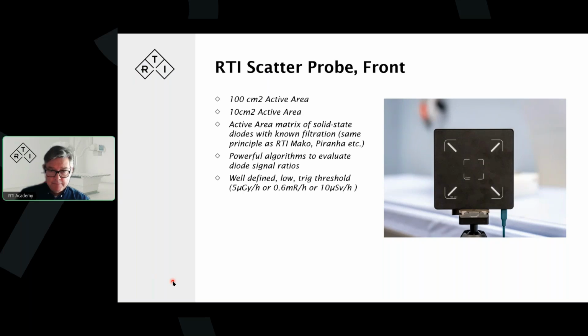This means that we have a well-defined trigger threshold, which is 5 microgray per hour, which is quite low. So it is a very sensitive instrument, even with automatic trigger. So it's 5 microgray per hour, or 0.6 mR. Or if you're looking at the ambient dose equivalent, that's 10 microsievert per hour, which is the threshold for automatic trigger.